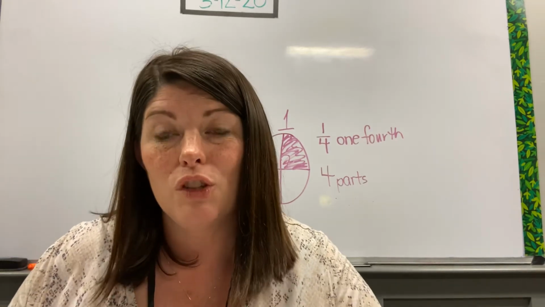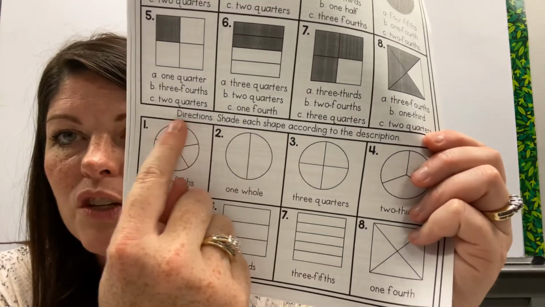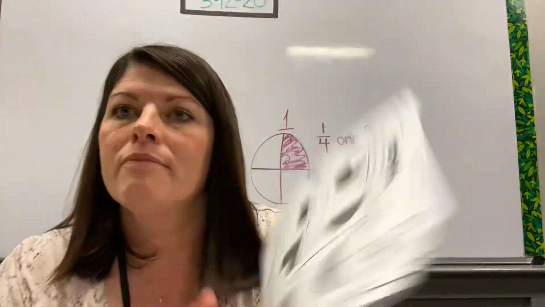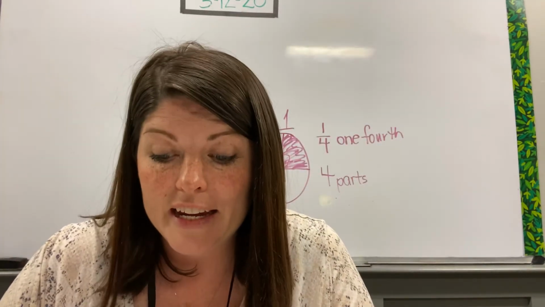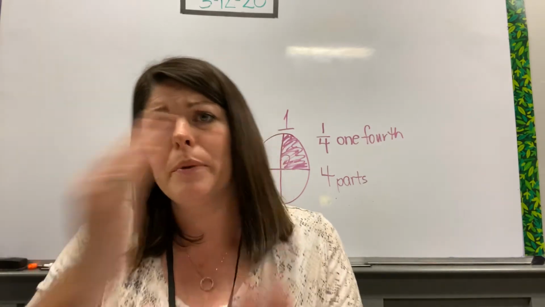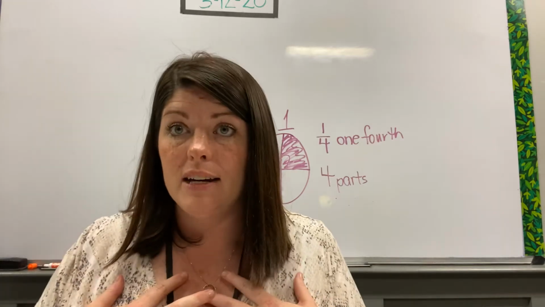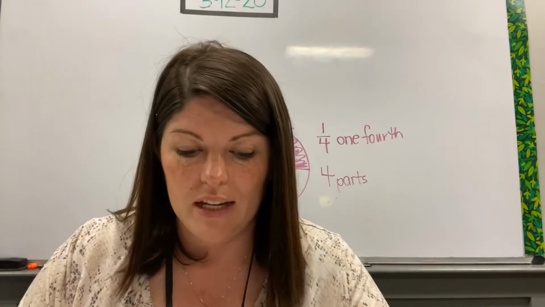Now let's skip down to the bottom section where we see new directions. Okay. So now the directions say shade each shape according to the description. So this time we're doing the opposite. They're telling us how much needs to be shaded, and we're gonna do that. Let's do the first one together.